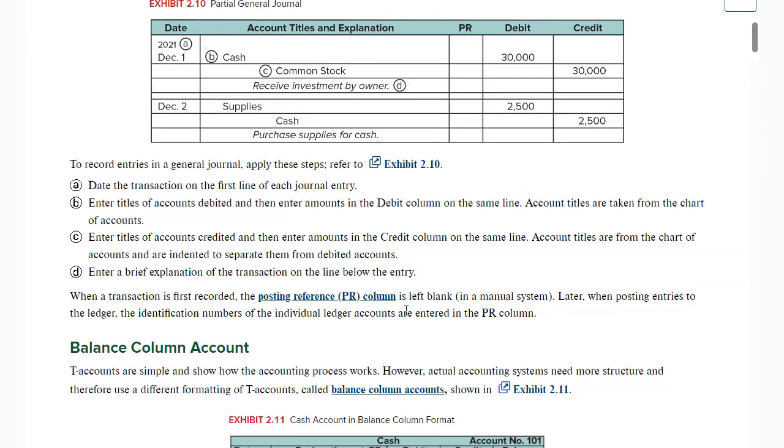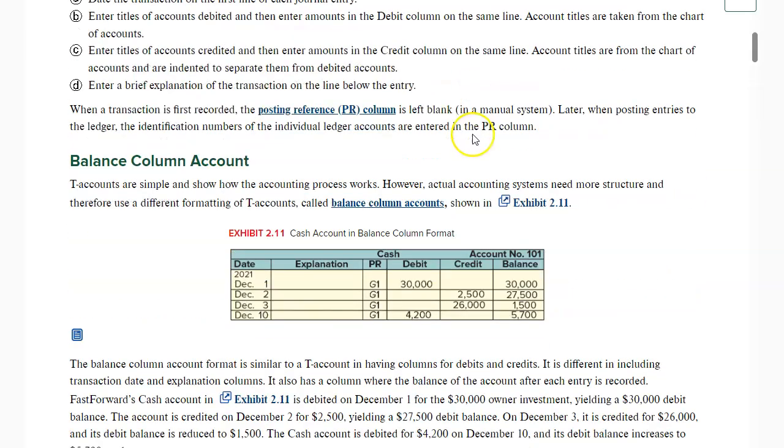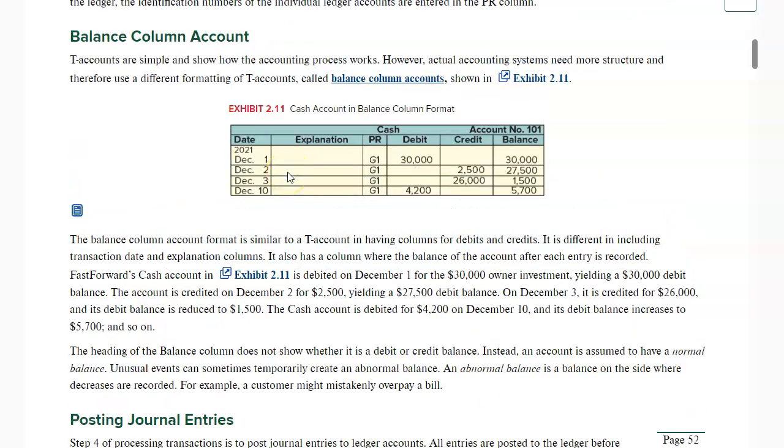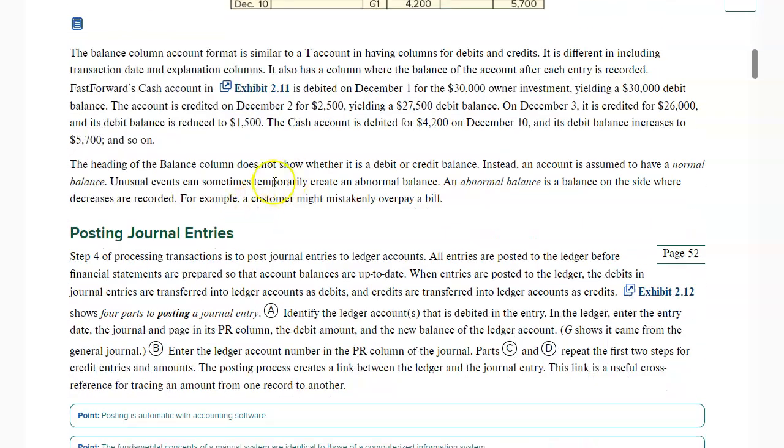So in the entry in this first one, we identify the debit account as cash. And we come down here and post this. Here's the way we do it. After we identify the accounts that are going to be debited in the ledger, we enter the debit amount just in the debit side of the ledger. And in the PR, the posting reference column, we place the page in the journal that it comes from. G is the general journal and page 1.